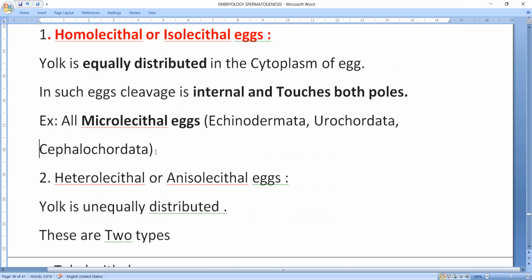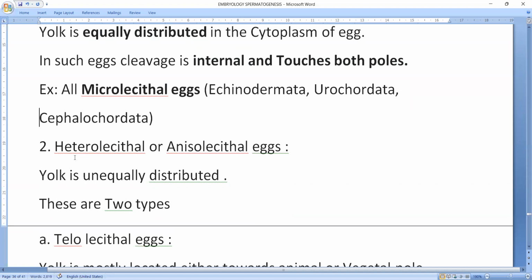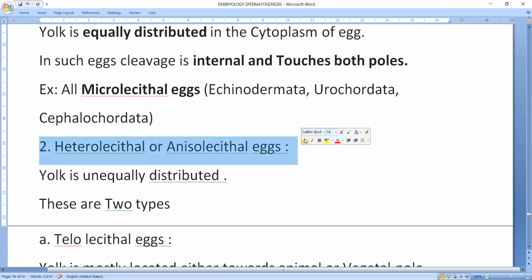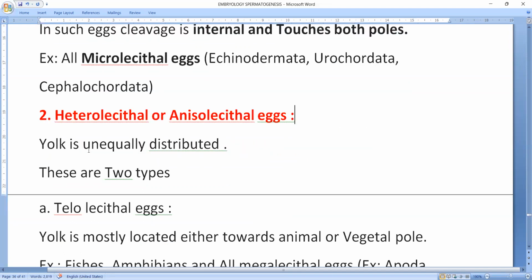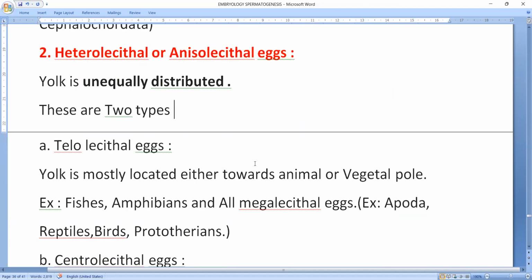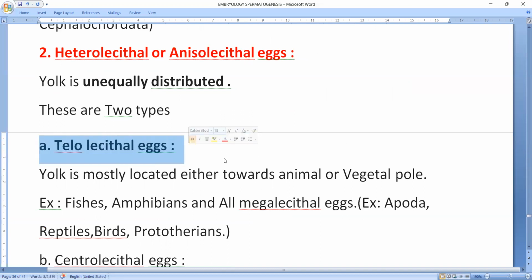Echinoderms, urochordates and cephalochordates. Right? So homolethal or isolethal. And the heterolethal. So this is famous. So here the yolk is not distributed equally. It is unequally distributed. These are again two types. Okay. So what is telolethal eggs?